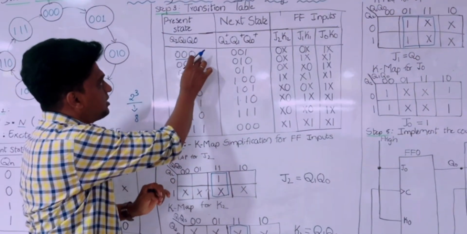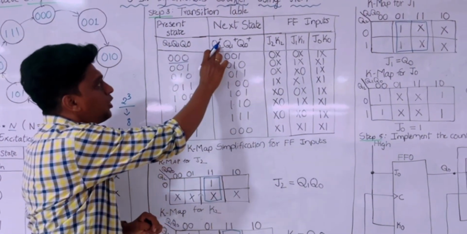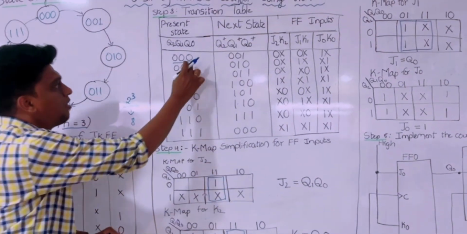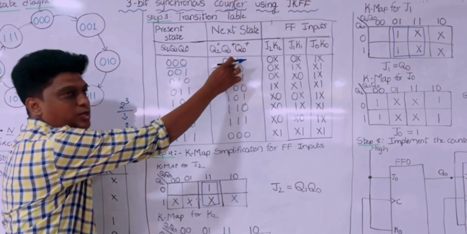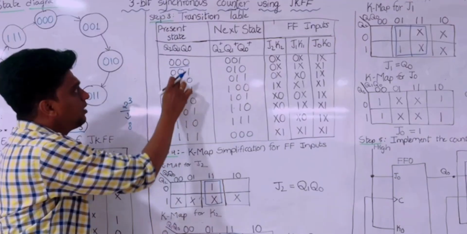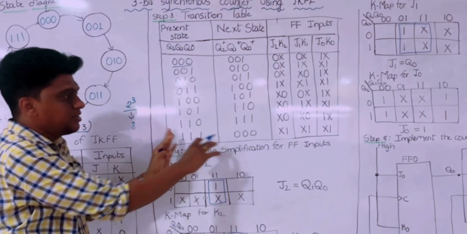In the present state we write Q2, Q1, Q0, and in the next state Q2 plus, Q1 plus and Q0 plus. For the current value 0 0 0, the next value is 0 0 1. For 0 0 1, the next state is 0 1 0. When the present state is 0 1 0, the next state is 0 1 1. Likewise it will go on.